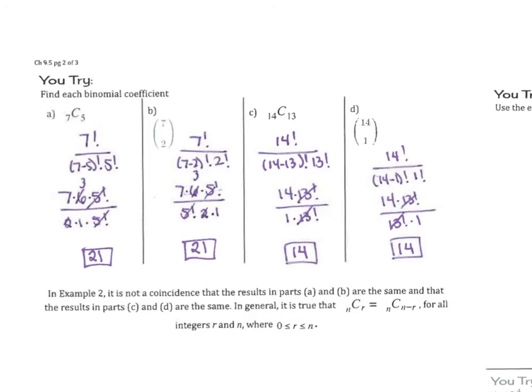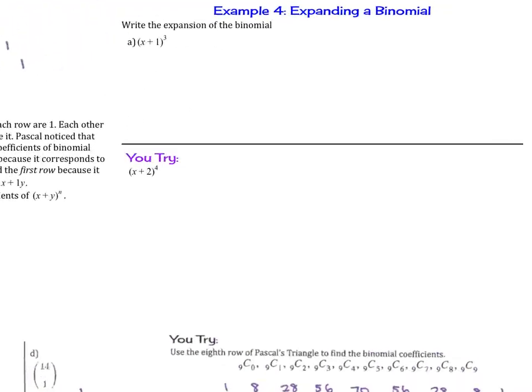So if you tried this out, you should have gotten 21, 21, and 14, 14. So in example 2, it's not a coincidence that the results in parts A and B are the same and that the results in parts C and D are the same. In general, it's true that n choose r equals n choose n minus r for all integers r and n, where r is between 0 and n. So just notice that relationship there.